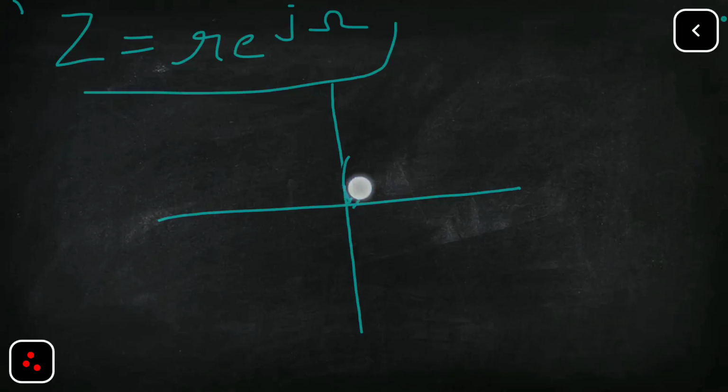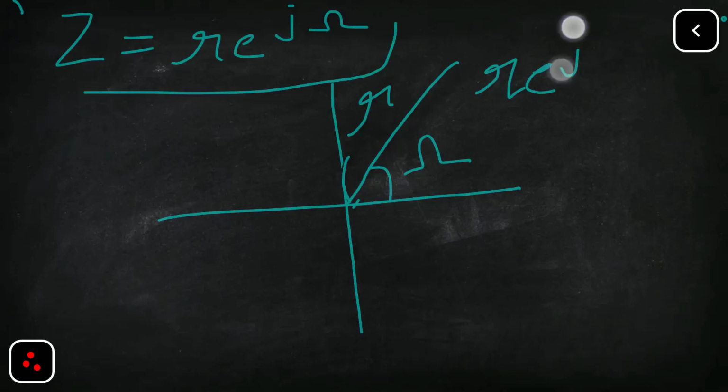So this is z, at a distance r, and it has an angle omega, right? This is r e to the power of j omega. I guess you got it right. Yes, so this is what that is.